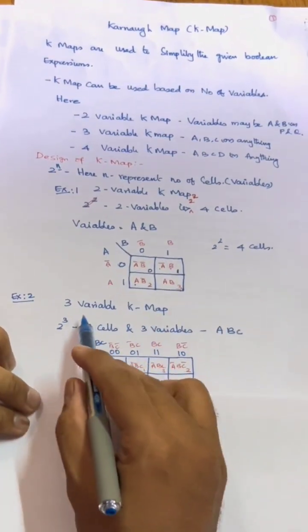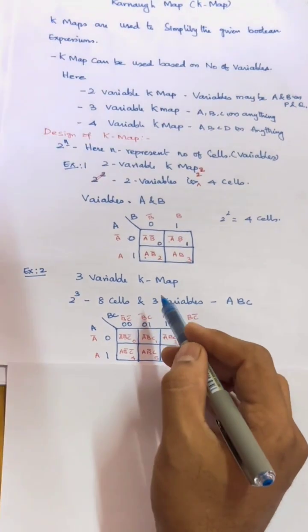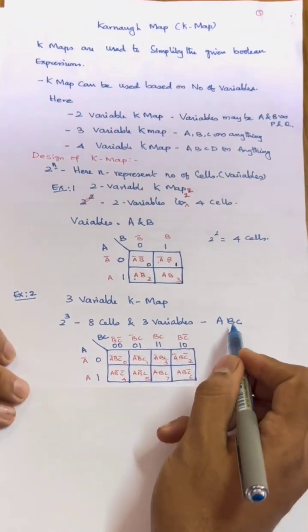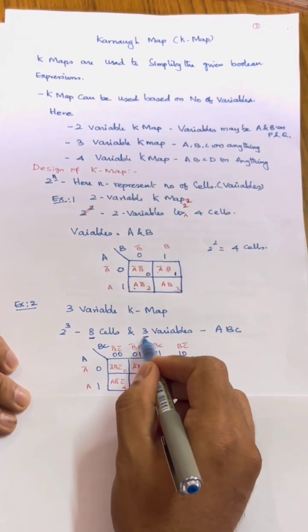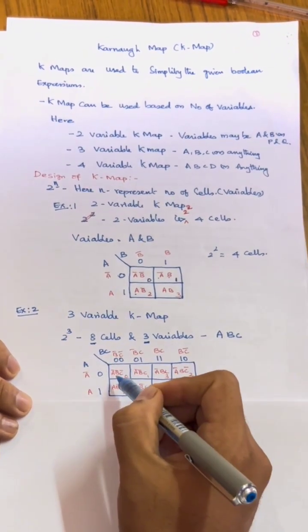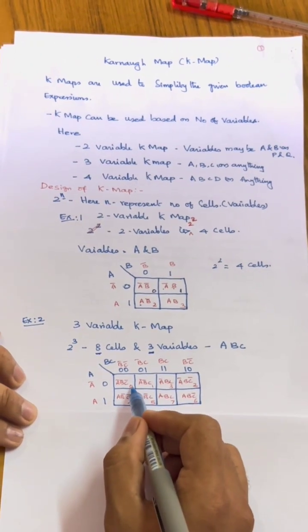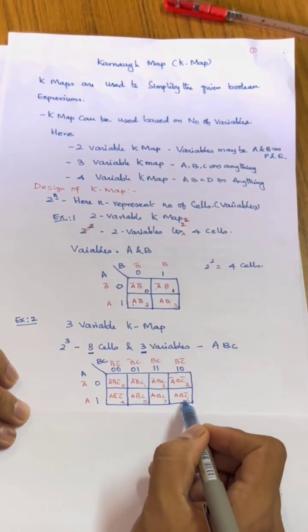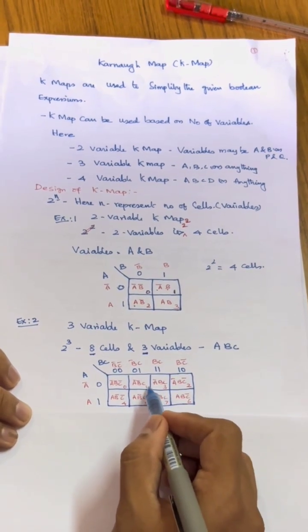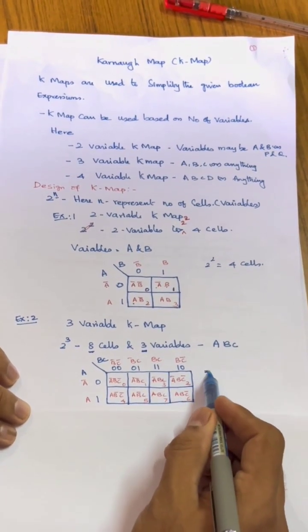And the next one is the 3 variable K-map. The variables are A, B and C. That is, totally we have 8 cells and 3 variables. The cells can be represented as 0, 1, 3, 2, 4, 5, 6, 7. Why these 2 cells are shuffled here means there will be one condition.